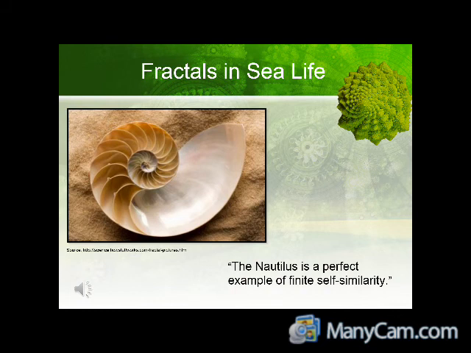The nautilus is a perfect example of finite self-similarity. As this cousin to the octopus grows, it creates larger and larger chambers. The result, sliced in half, shows an example of the mathematical equation for a feedback loop.